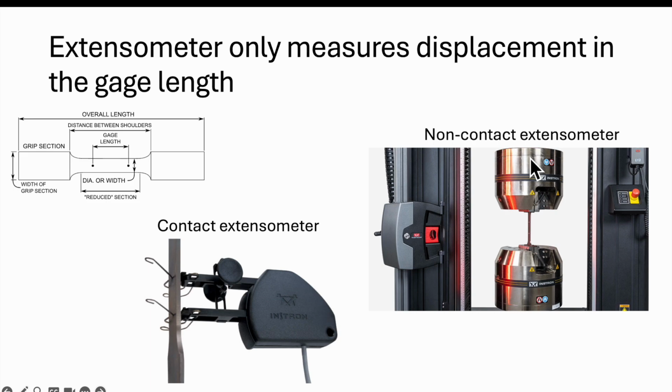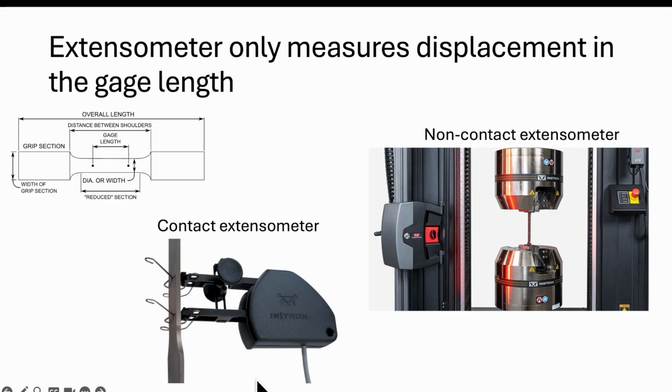The other way to do this is with what's called an extensometer, however you want to pronounce that. Both are fine. These devices measure the displacement and specifically do it on or between the gauge length. So instead of measuring the displacement of everything in the machine, we're only measuring the displacement between the gauge length on the reduced section. Here you can see we have two forms of this. We have general classes of extensometers.